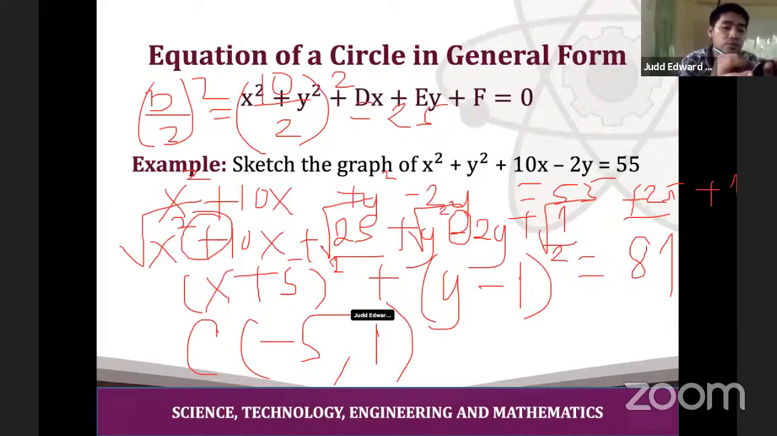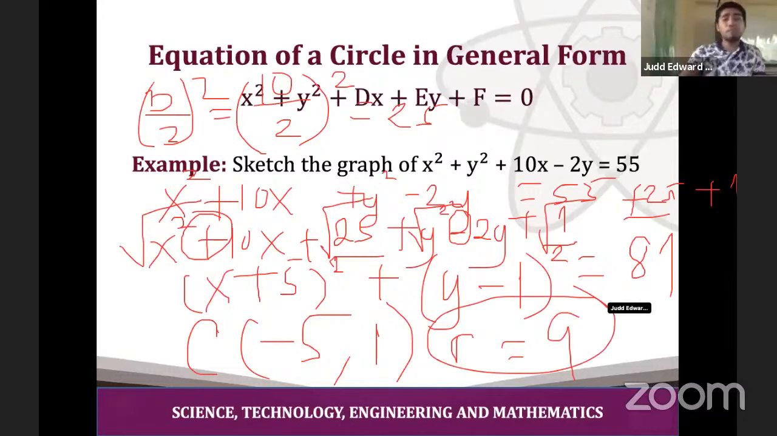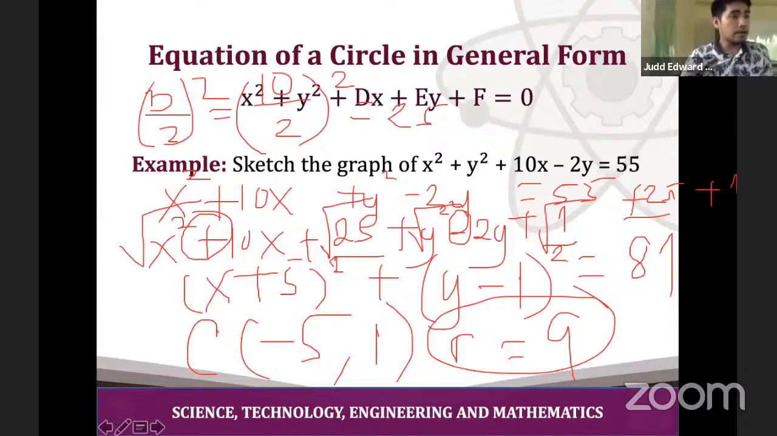And what is the radius? 9. Bakit daw naging 9? Baka mamaya hanggang ngayon may mga nagtatanong pa rin sa inyo, Sir, bakit po naging 9? Square root ng 81. Square root of 81. I hope this is clear. Okay, let's have now the sketch of the graph. Let's now try to sketch the graph.